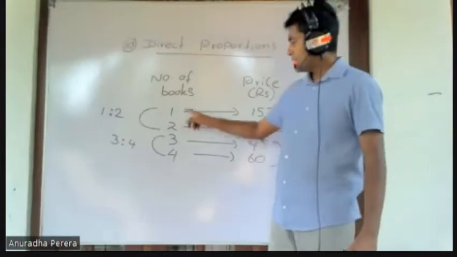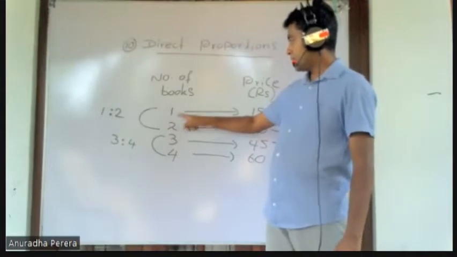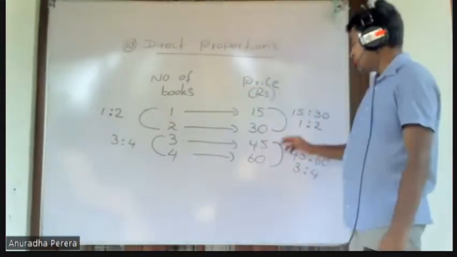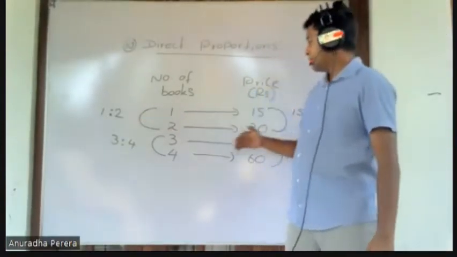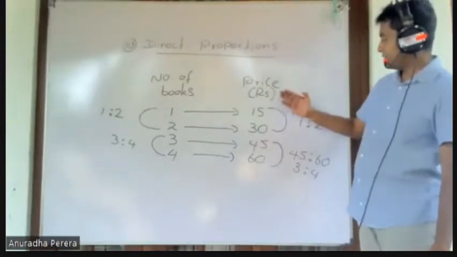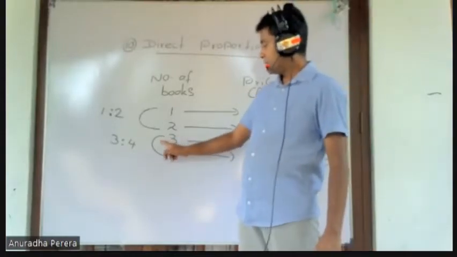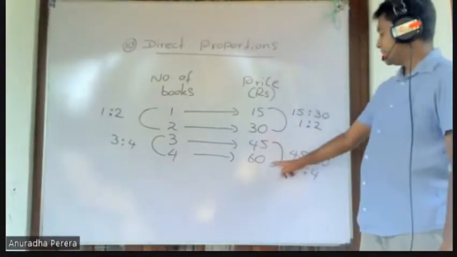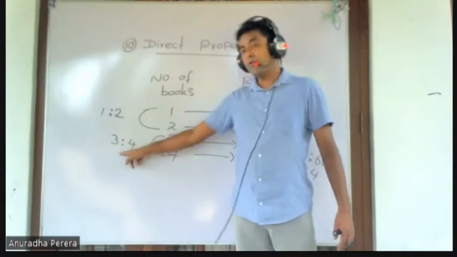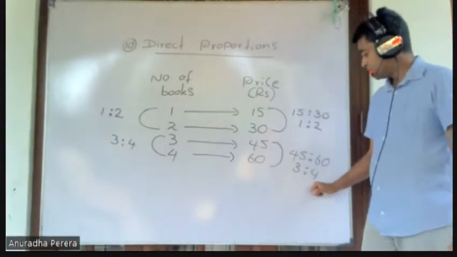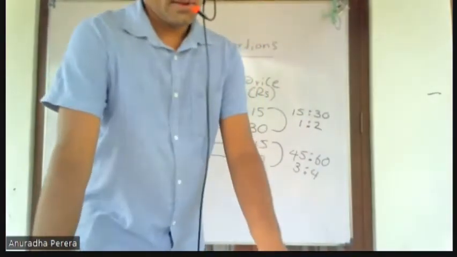The price of one book and the price of two books. The ratio between the number of books is 1:2. The ratio between the prices, 15:30, in the simplest form is 1:2. When the books go from one to two, the price also increases with the same ratio, 1:2. Now if we take these two, the ratio between them is 3:4. The price 45:60 in the simplest form is 3:4. The same ratio. The number of books increases 3:4, and the price also increases with the same ratio 3:4. Such a relationship is called direct proportion. Right?